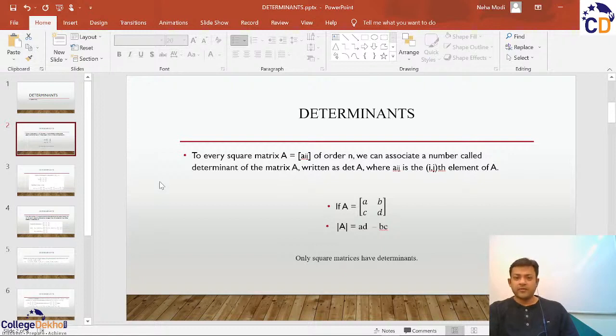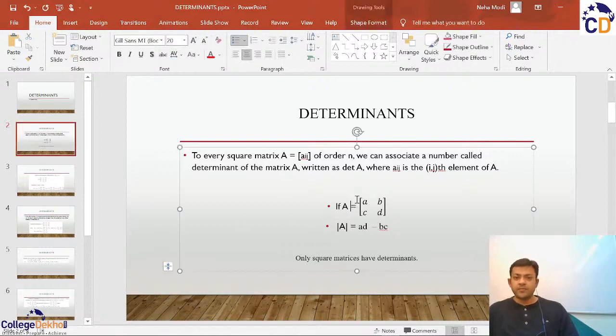Suppose we have a square matrix of order 2, which says A equal to a, b, c, d. The first row contains a and b and the second row contains c and d. So the determinant of the matrix A will be a multiplied by d minus b multiplied by c. It is the left diagonal minus the right diagonal.